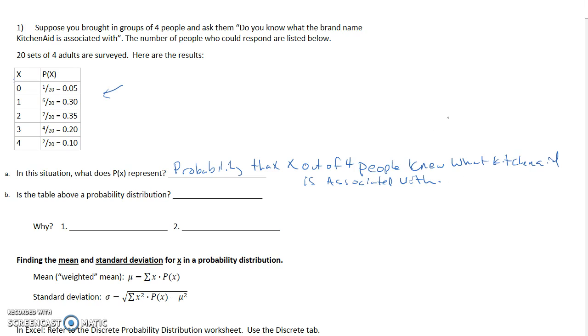So it says, is the table above a probability distribution? Remember that in the last video we talked about the requirements for something to be a probability distribution. It has to do with this P of x side right here. The first requirement is that all of our P of x values are between 0 and 1. When you take a look through this list, they are all between 0 and 1. They are all valid probabilities. So on that front, I think we would say yes, because all the values are between 0 and 1.